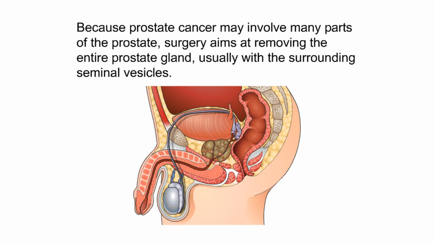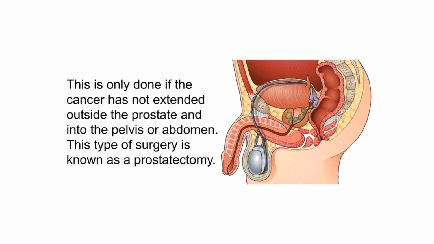Because prostate cancer may involve many parts of the prostate, surgery aims at removing the entire prostate gland, usually with the surrounding seminal vesicles. This is only done if the cancer has not extended outside the prostate and into the pelvis or abdomen. This type of surgery is known as a prostatectomy.